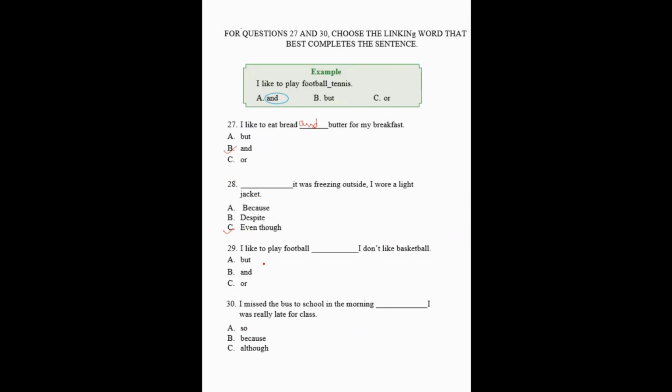Right? Question number 29. I like to play football. I do not like basketball. I like to play football, but I do not like basketball.